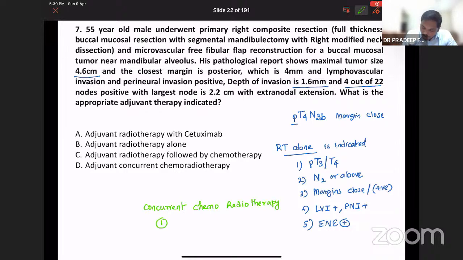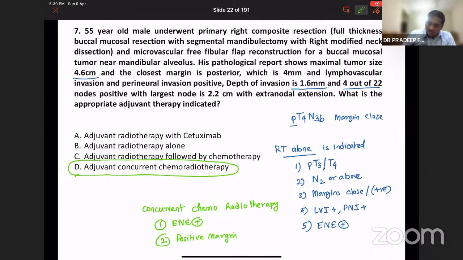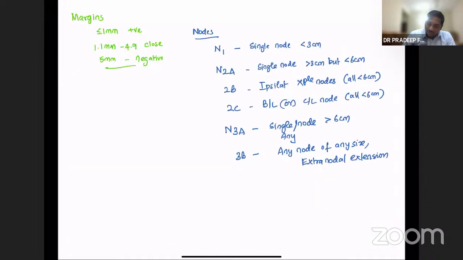Number 1, whenever there is extranodal extension, and number 2, positive margin. This patient has extranodal extension, so this patient should receive adjuvant concurrent chemoradiotherapy and not radiotherapy alone, right? So there is evidence for this adjuvant chemoradiotherapy.